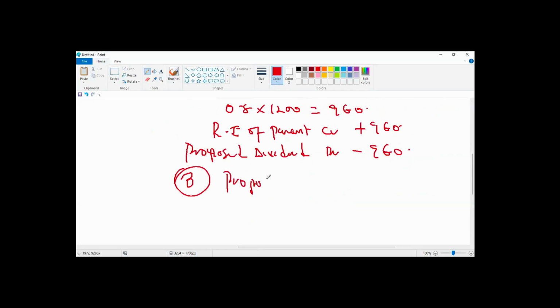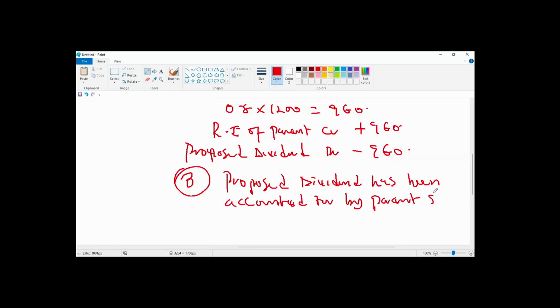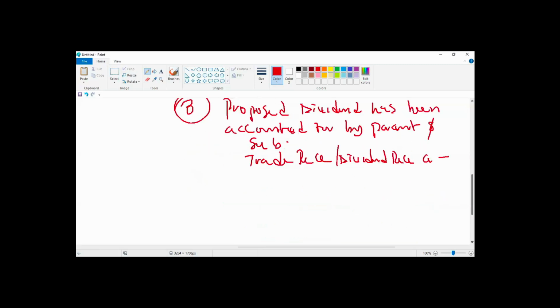The proposed dividend, they've recorded it. It has been accounted for by parent and subsidiary. I will take the parent portion, then trade receivable slash dividend receivable accounts. Credit, but we eliminate. You cannot collect dividend as a collection of profits.